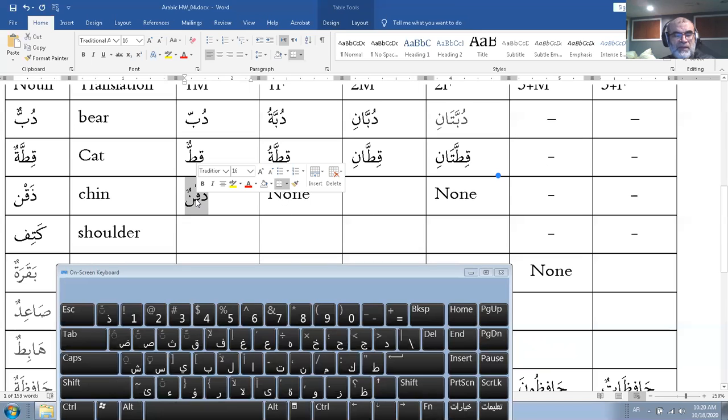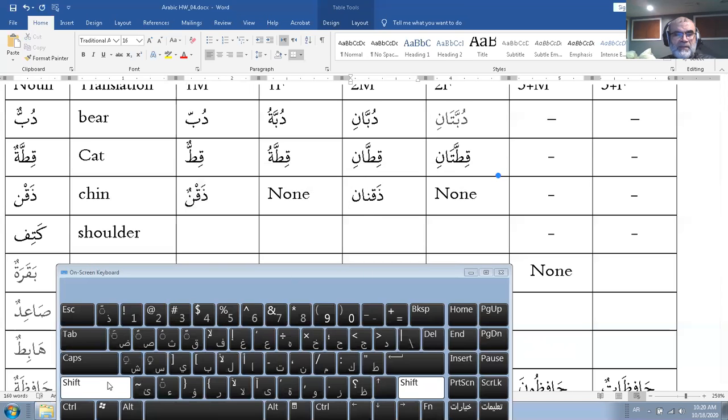How can I get the dual? The dual is always the same rule without exception, either adding alif noon or ya noon. Adding alif noon, of course, remove the tanween. Tanween cannot exist with the dual form or the regular male plural form. It doesn't apply. Daqnani.